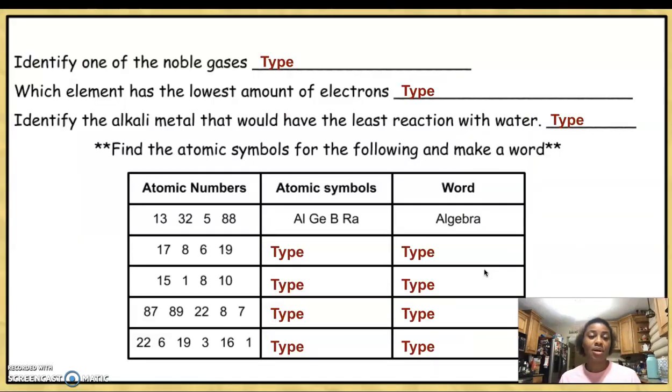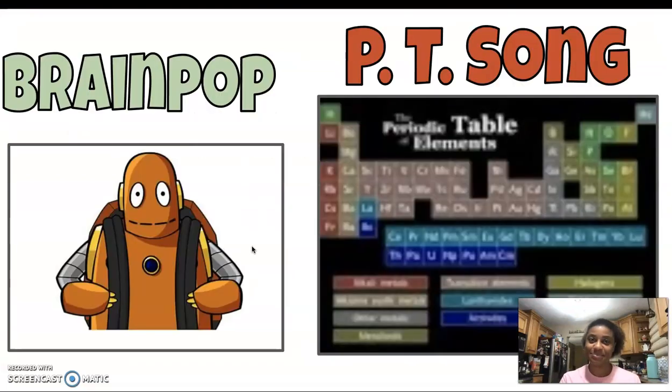All right, so for homework, I want you to identify one of the noble gases and do the rest of this worksheet. It's kind of like a scavenger hunt through the periodic table. And then you can watch 2 videos. One is a Brain Pop video, and one is the periodic table song, which you are going to hear a lot of in this unit.